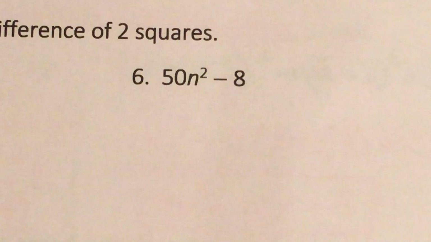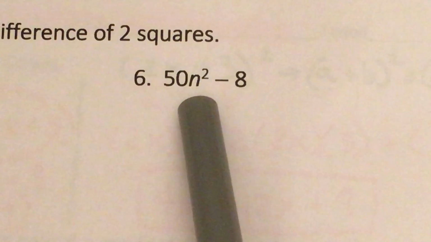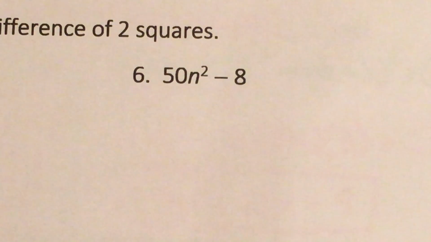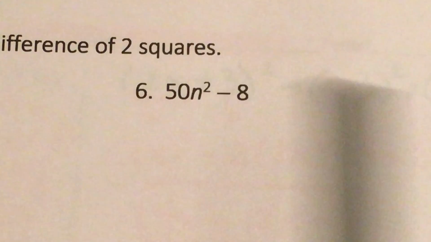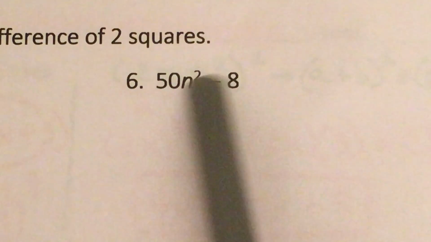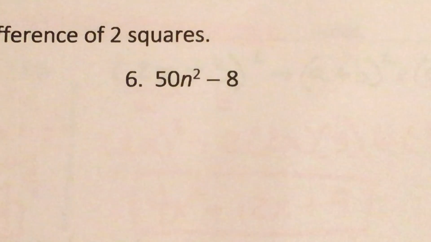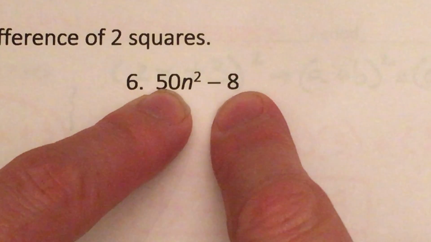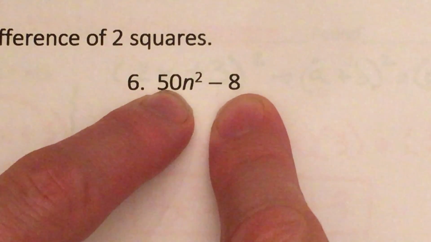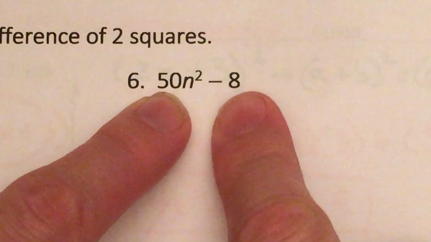Okay, let's try number 6. So here on number 6, I've got the difference of 2 squares. That's what I'm told to do. But I know that because these are 2 terms and there's a minus here in the middle. And you might say, but wait. Neither of these are perfect squares. What? How? And I would say, you're right, they're not.